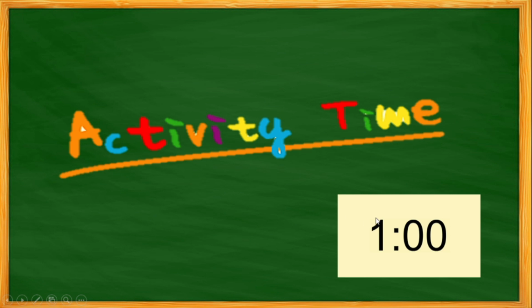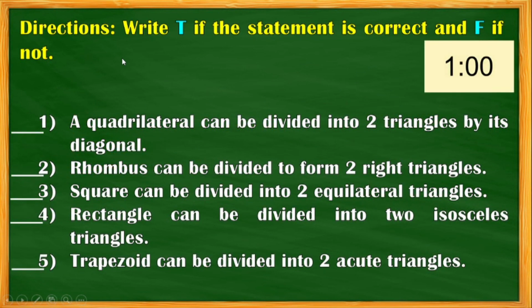So you have 1 minute to answer all questions. Start. The direction is you're going to write T if the statement is correct and F if not. So you have 1 minute. Your timer starts now. So for number 1, you're going to write T if the statement is correct and F if not.